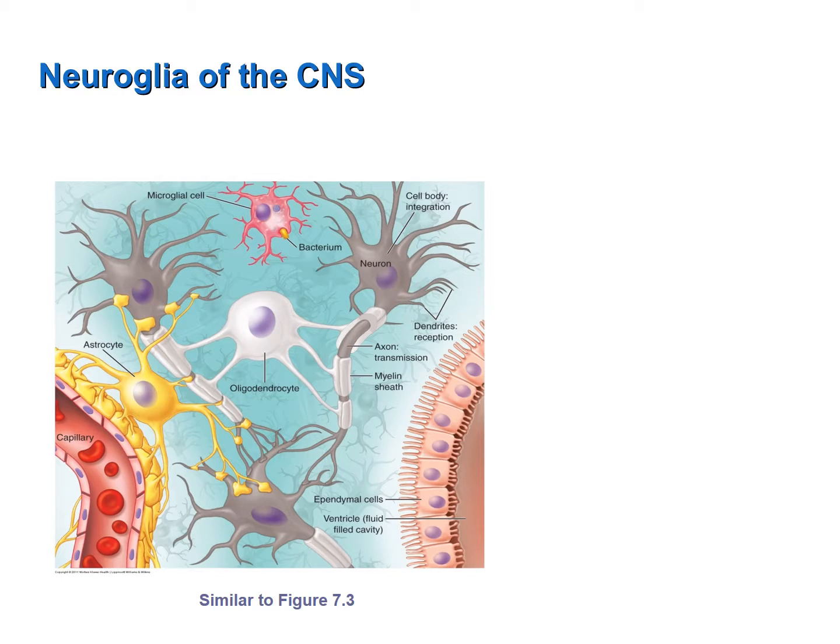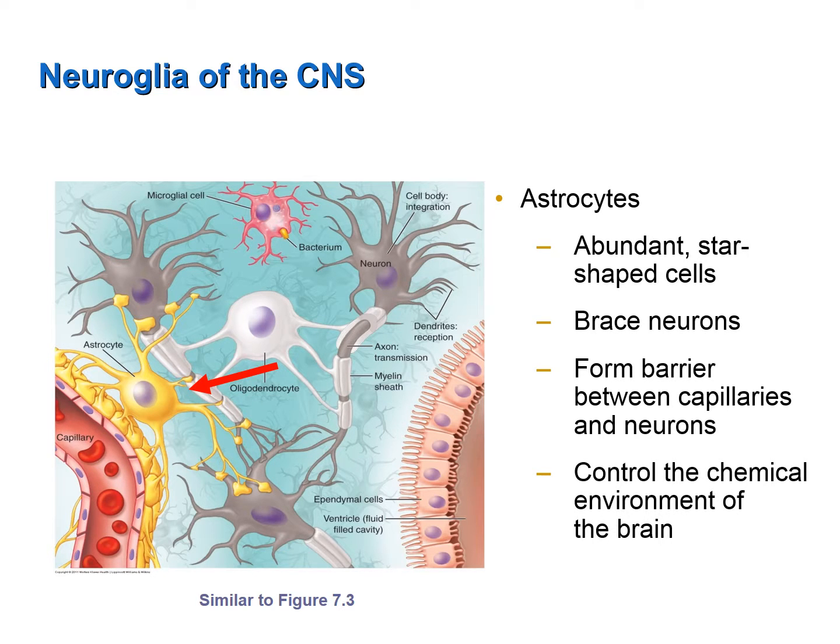There are 4 neuroglial cells found in the central nervous system. The most abundant, shown here in yellow, are the astrocytes. The astrocytes are star-shaped. Astro means star. They have these little extensions that attach to nearby neurons and also to nearby capillaries. And they hold the capillaries, which provide the neurons with oxygen and with the nutrients they need, in close proximity to one another.